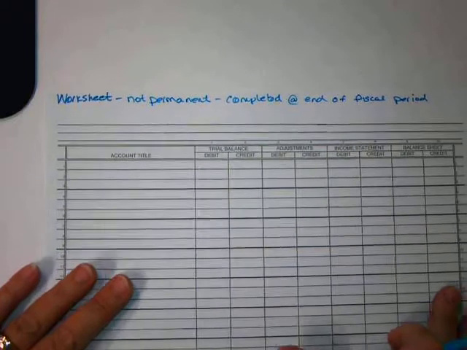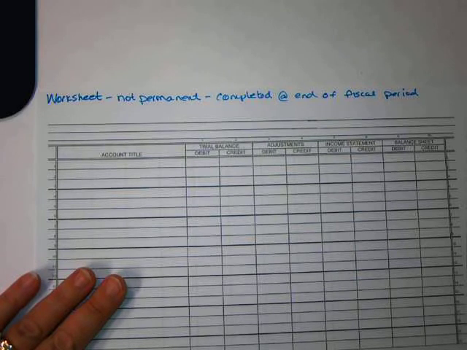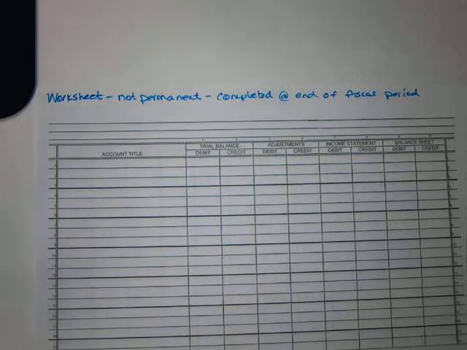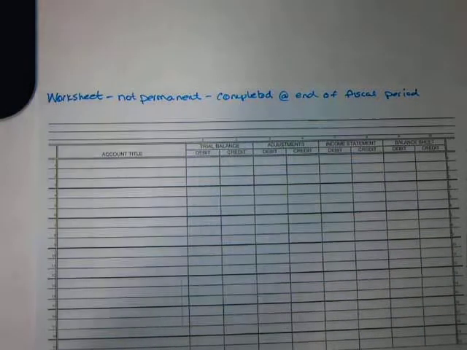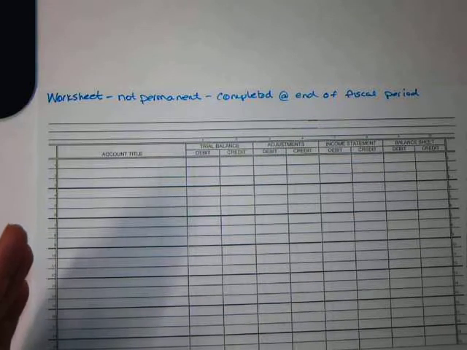So definition-wise, fiscal period. You remember what that is? 12 months. The fiscal year is definitely 12 months. The fiscal period could be 12 months. It could also be a month. It could be a quarter. But it's a time period set aside to do, at the end of it, some summary information. To do our financial statements, to do a worksheet, to figure out what our net income is.